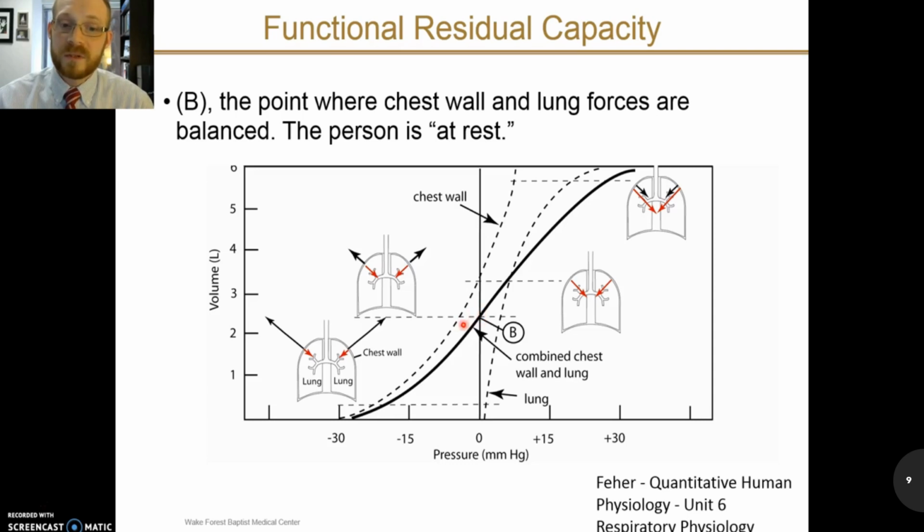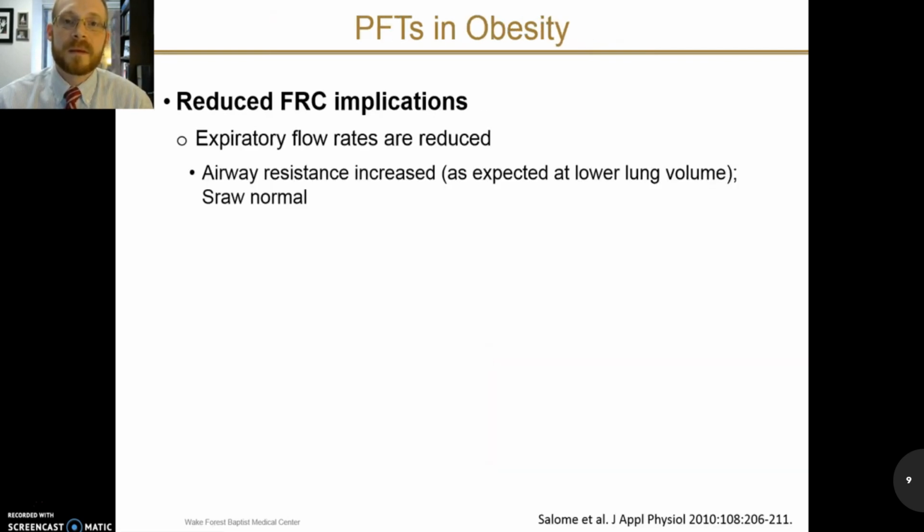In the obese individual, the chest wall is weighed down by excess adiposity, and this pressure volume curve is shifted to the right. This means that the balance between these forces is a little bit lower, and that's why functional residual capacity is decreased. There are some significant implications of reduced functional residual capacity.